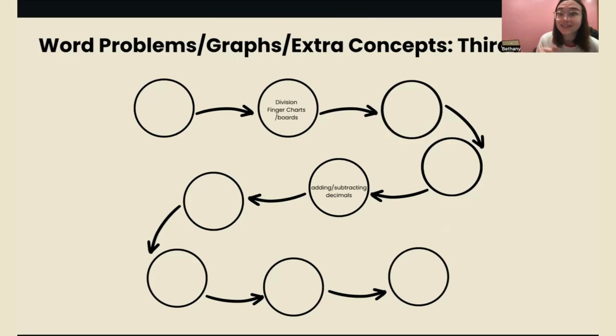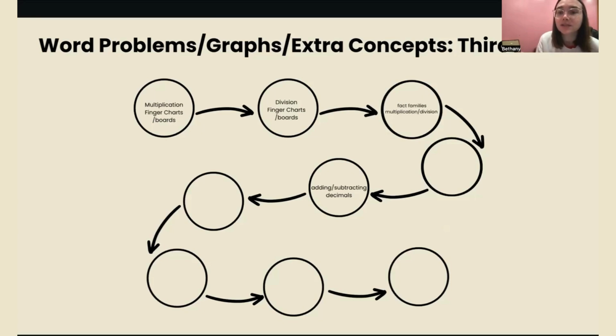And then for the last one, it's third grade. So this is like when it's time to say, okay, what extra concepts do we really need to do? Multiplication finger charts again, division ones. Now this is division. I like to teach, I don't know if I said this in the numeration one, but I like to teach division starting in October. So by then they should be on division if they haven't been taught it already.